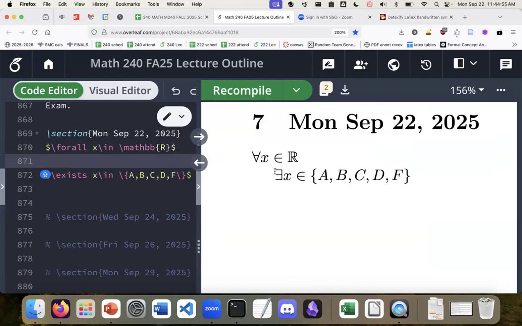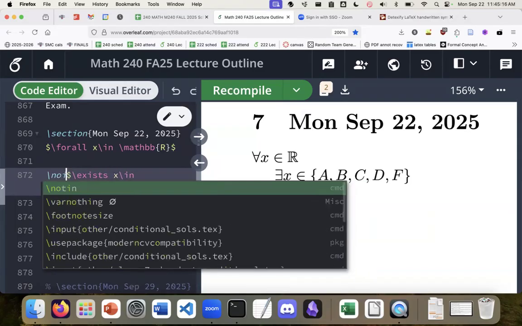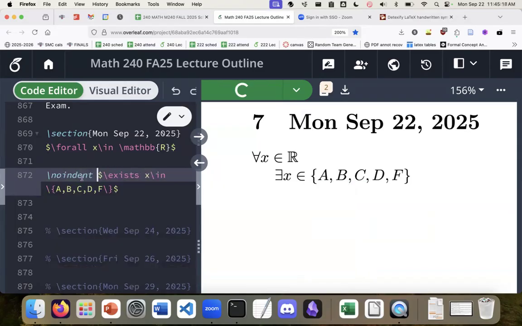The indentation here is weird because after you start a new section, it won't indent that line. And then for each following paragraph, it will indent. So if I wanted this to not indent, I would say no indent. And that moves them back onto the same line.